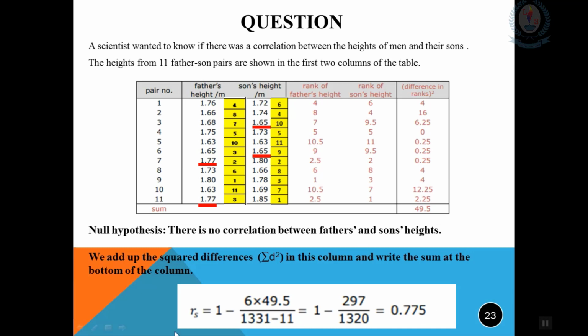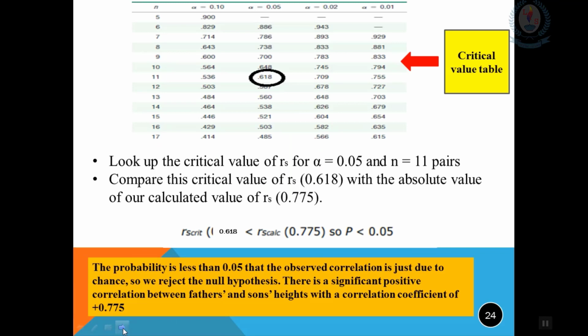So there should be a positive correlation between the two data sets. Now, by using a table for the critical values for the Spearman's rank correlation coefficient, we can find the critical value at the 0.05 confidence level. It's 0.618, and we compare the critical value and the calculated value.